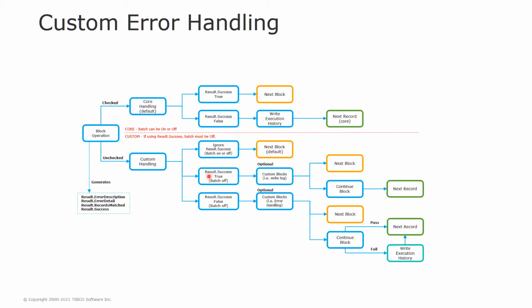Mostly what you're going to be doing, though, is checking the result, and if it's true or false, you're going to be doing some type of custom operations. Most of the time, if it's true, you just skip your custom blocks and go to the next record. Otherwise, you could also have some custom blocks, which most of the time would write this type of log file, and then you could go to the next block automatically, right?